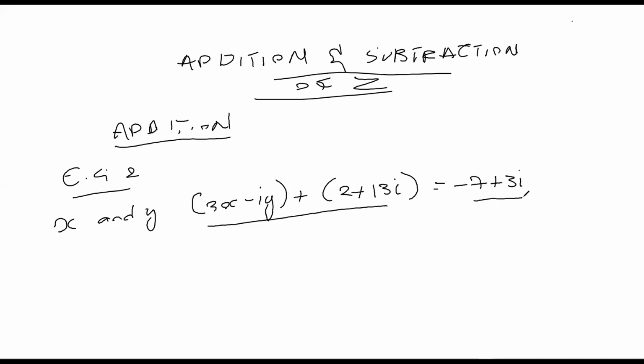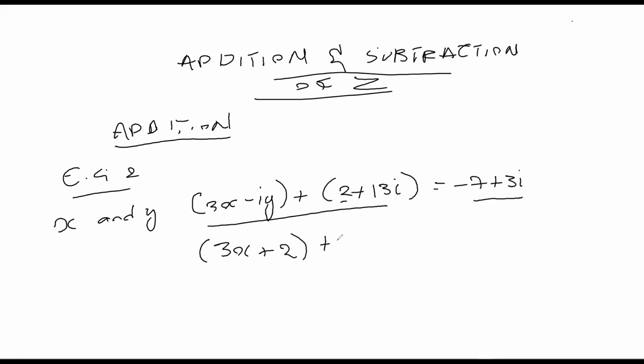So this is the right-hand side, and this is the left-hand side. We're going to first start by adding the real parts and the imaginary parts together. Combining the like terms in this case, we are going to have 3x plus 2. So 3x, and getting the other real part there, which is 2, plus 2.